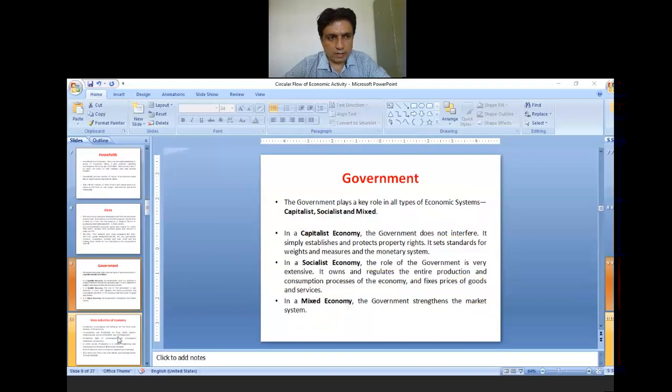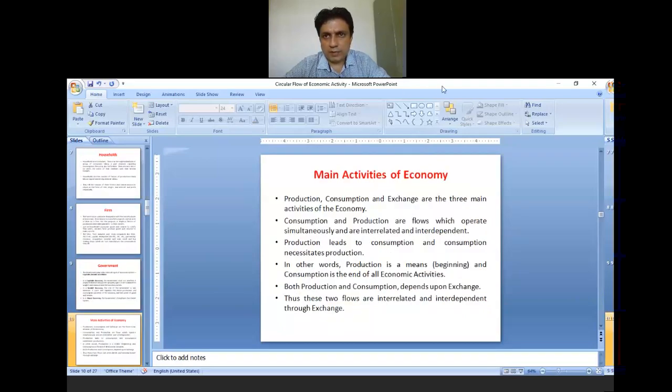So moving to the next slide. Main activities of economy. The production, consumption, and exchange are the three main activities of economy. Basically, production and consumption are dependent on each other, and exchange is based on the exchange of money from one component to the next. Consumption and production are flows which operate simultaneously and are interrelated and interdependent as well. Production leads to consumption, and consumption necessitates production.